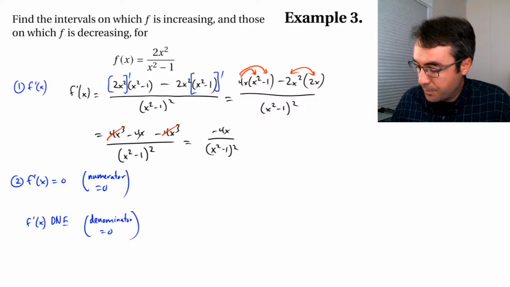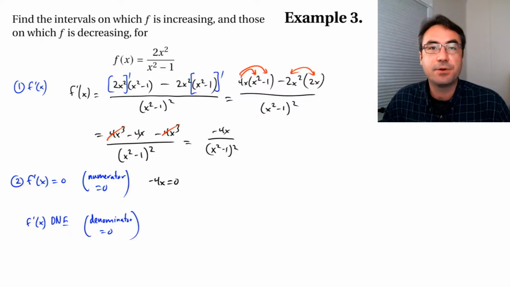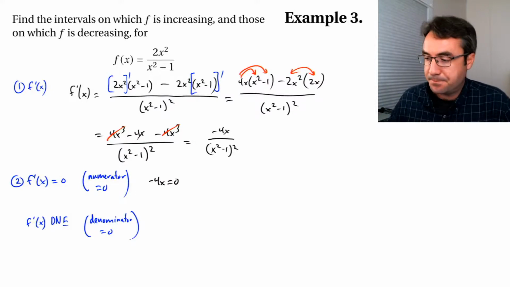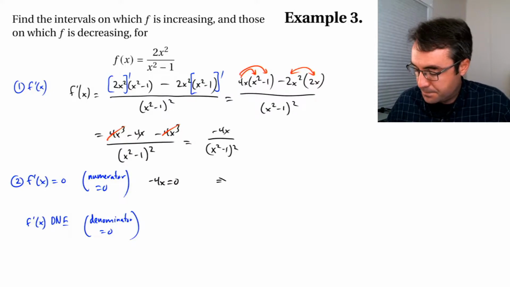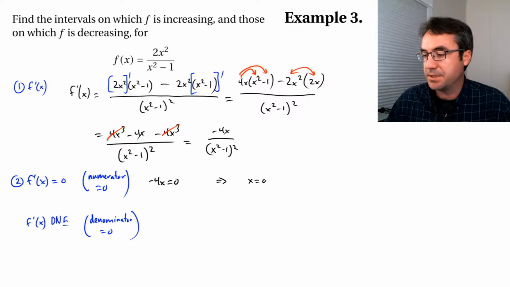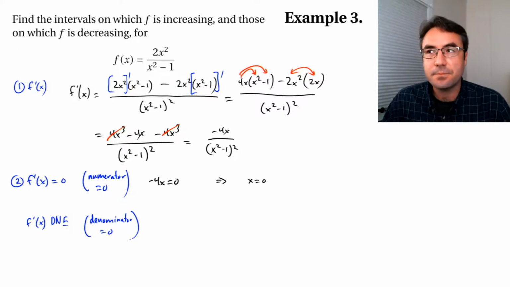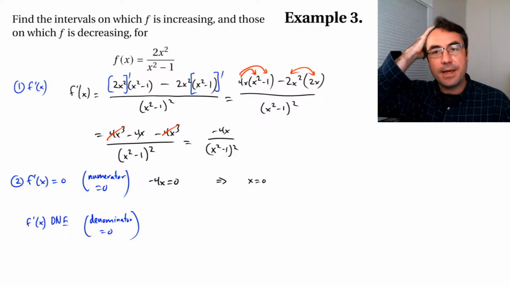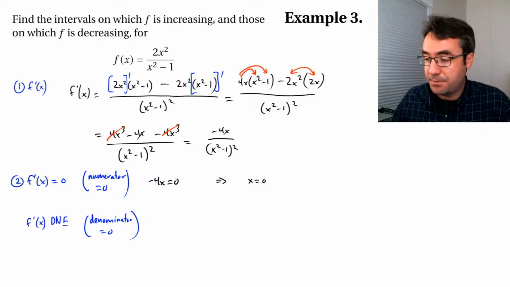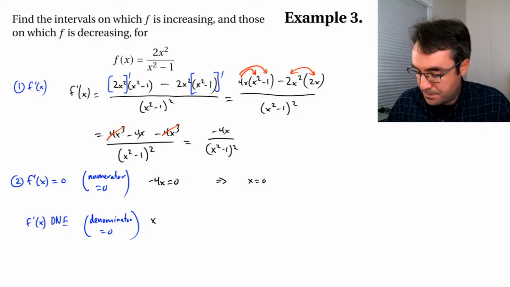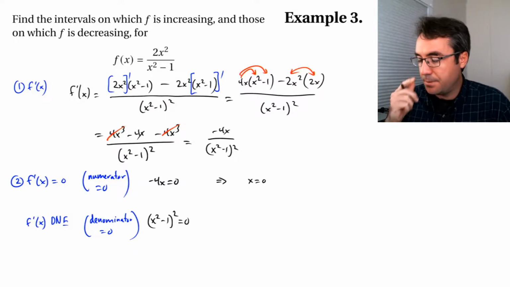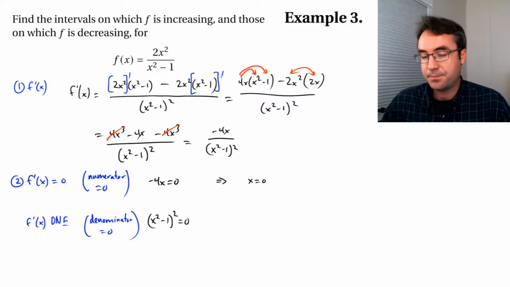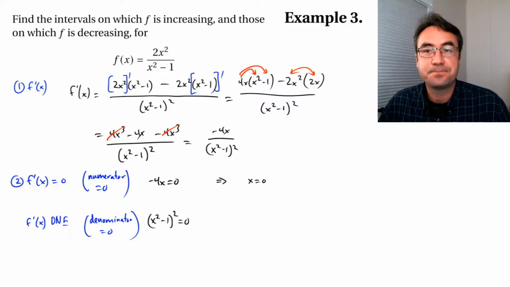So let's start with the numerator. We'll take the numerator term, negative 4x, and set that equal to 0, and that's not too bad. That gives us x equal to 0. Now let's go through and set the denominator term, (x squared minus 1) squared, equal to 0, and let's try to solve that.